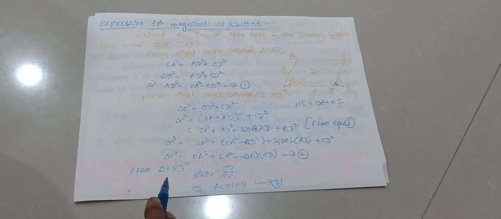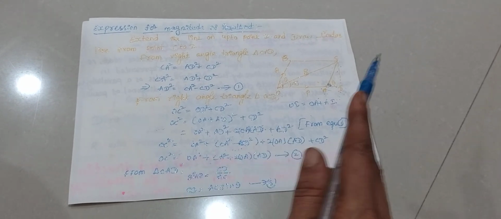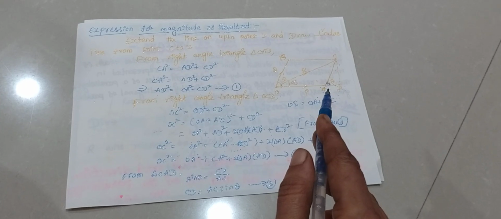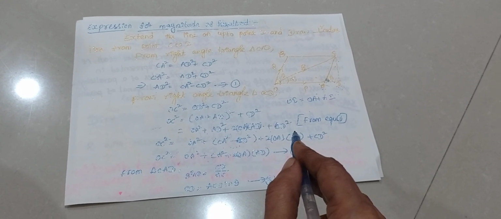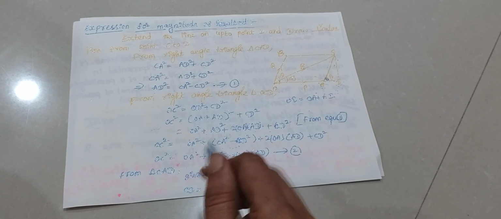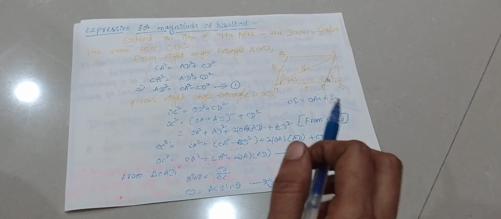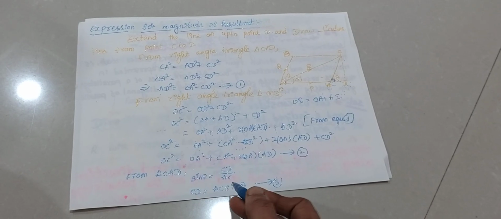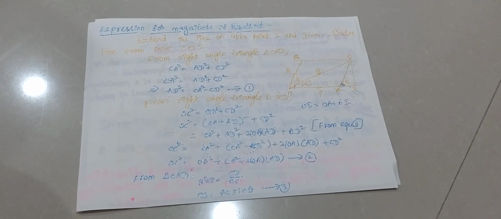From right angle triangle CAD, sin theta is equal to, what is the formula, opposite side by hypotenuse. What is the opposite side? CD. CD by AC. CD is equal to AC sin theta. This is equation number 3.